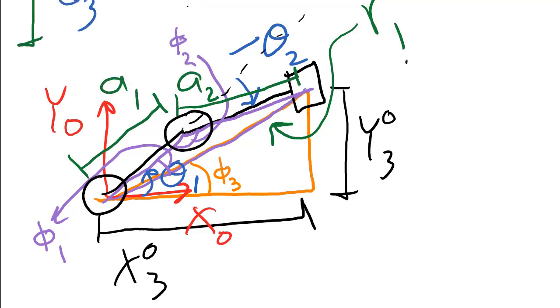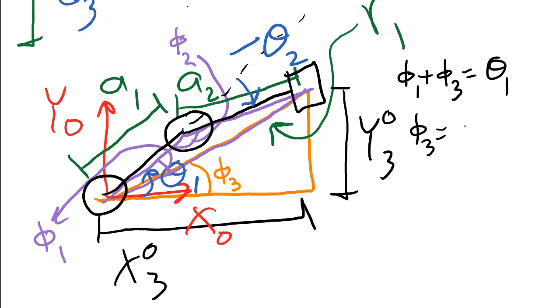So one of the equations that I can use here is that Phi1 plus Phi3 is equal to theta 1. Or another way of saying this is that theta 1 is equal to Phi1 plus Phi3. I could have put the theta 1 on the left. So if I can just find expressions for Phi1 and Phi3, I would be able to solve this equation and have what I need for theta 1. Phi3 is actually the easier one to get from this equation. Phi3 can be gotten from the orange triangle as the inverse tangent of y over x.